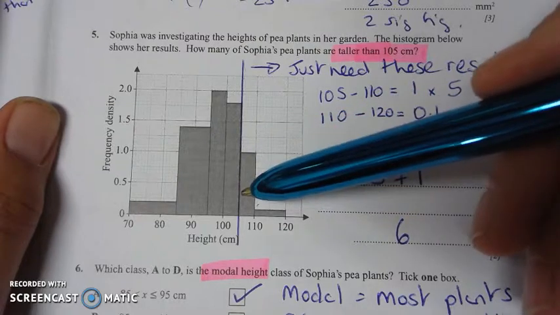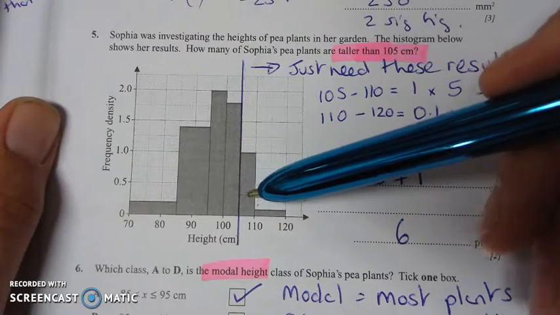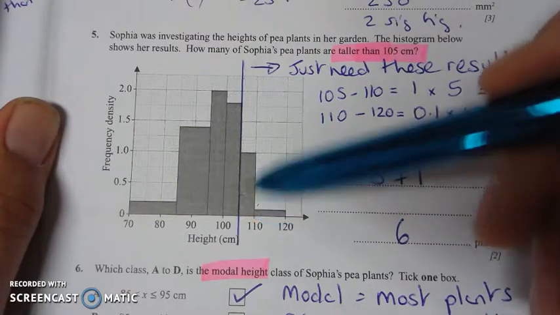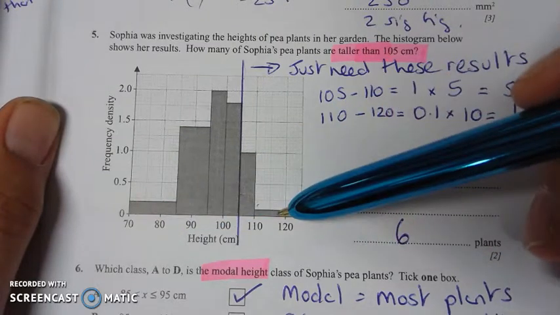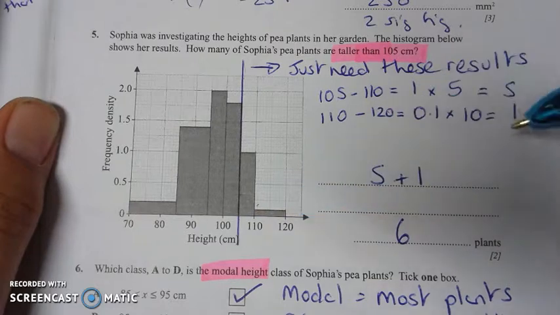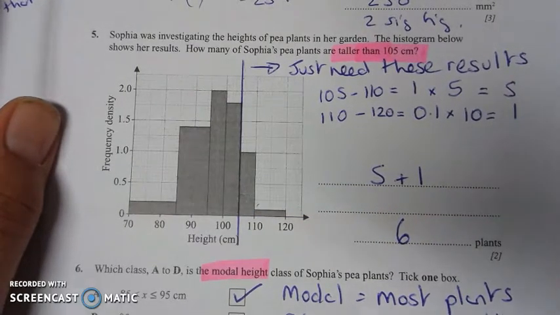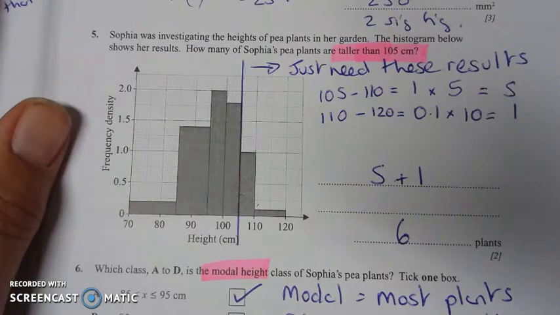However, you have to multiply that by the width. So that is 5. So 1 times 5 is 5. And this one, I've only got 0.1, but I've got 10 of them. So that's 1. 5 add 1 is 6. So that's how many plants are taller than 105 centimetres.